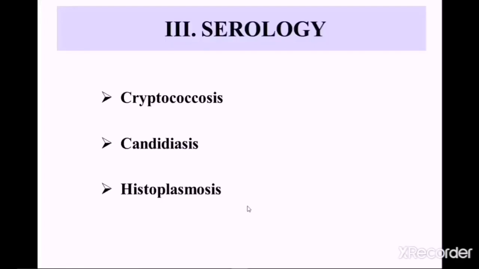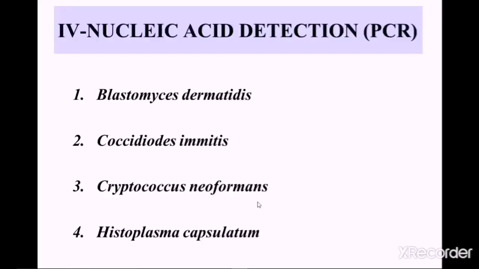Serology. Fungi are poor antigens, and antigen detection is presently available for Cryptococcus, Candida, and Histoplasma. You can perform these tests with the help of ELISA, complement fixation test, latex agglutination tests, etc. Nucleic acid detection is available for certain fungi: Blastomyces, Coccidioides, Cryptococcus, Histoplasma.